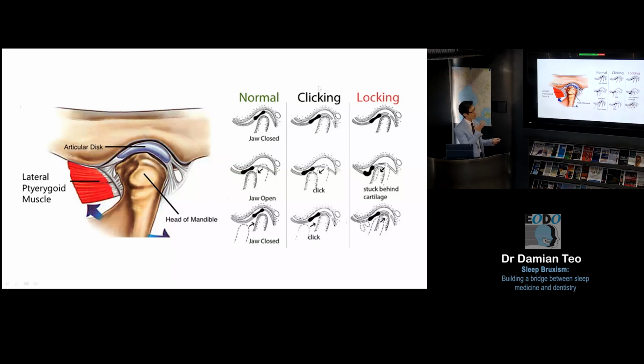The disc normally slips forward because the lateral pterygoid can pull it forward, but it can also sometimes go medially or laterally, very rarely posteriorly. And locking is when the disc is completely slipped off and doesn't slip back on, sometimes because the lateral pterygoid is too tight or the ligaments have been stretched, torn or elongated.